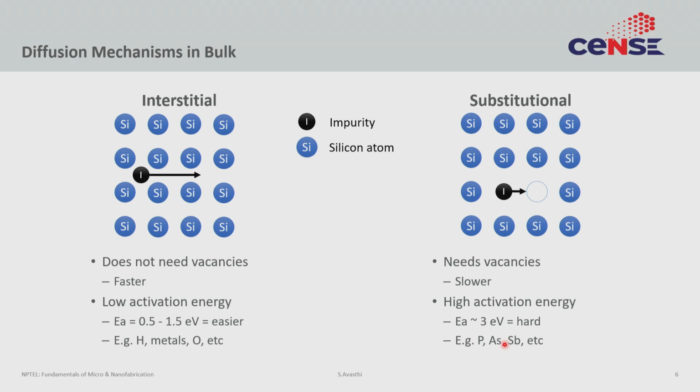Now, if you are talking about diffusion, the primary reason you want to do diffusion is you want to introduce dopants, right. So, you are focusing on materials which create doping. So, you are looking at boron, phosphorus, arsenic, antimony, etc.